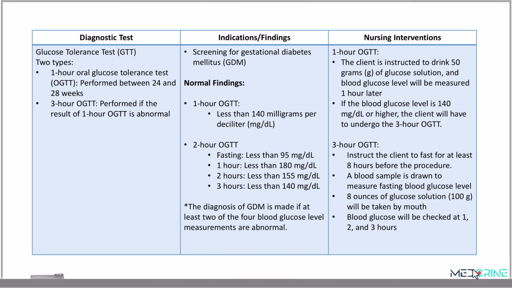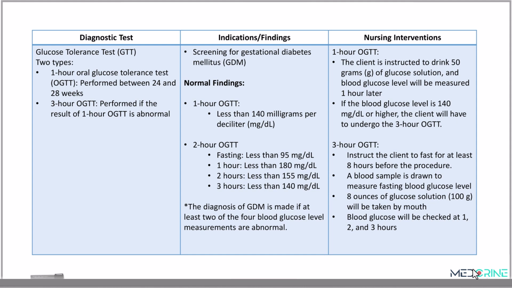When making a diagnosis, we use a glucose tolerance test where we have two types: a 1-hour oral glucose tolerance test, which is performed between 24 and 28 weeks, and a 3-hour oral glucose tolerance test that is performed if the result of the 1-hour OGTT is abnormal. A glucose tolerance test is indicated in screening for gestational diabetes mellitus, and normal findings at 1-hour oral glucose tolerance test should be less than 140 milligrams per deciliter.